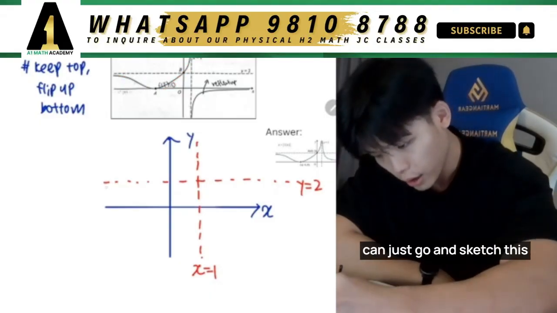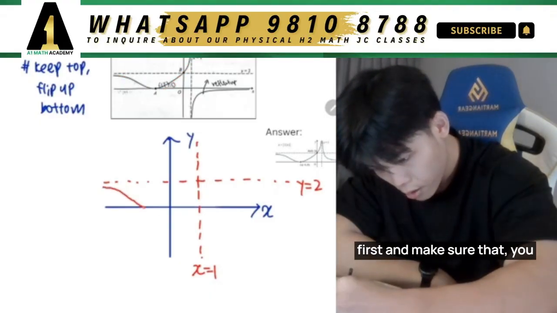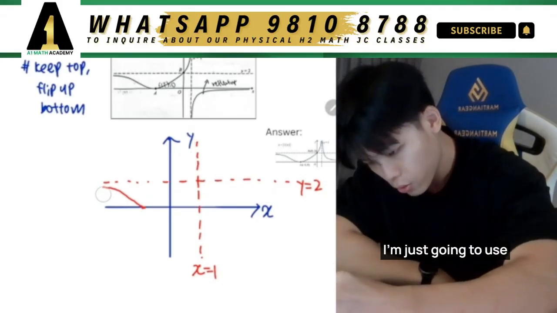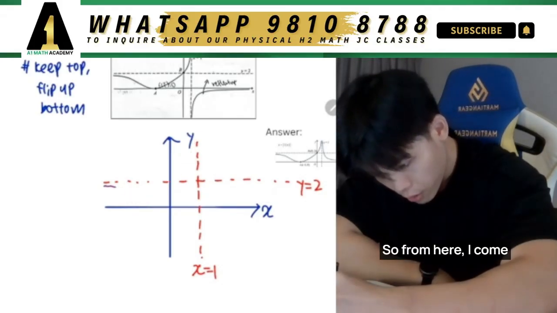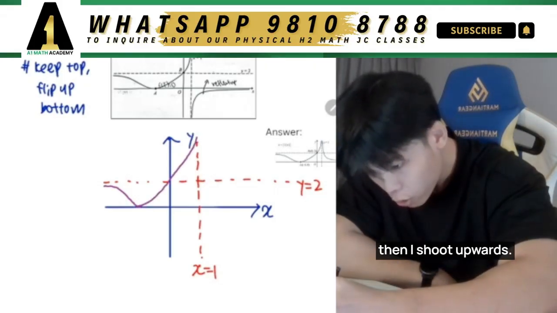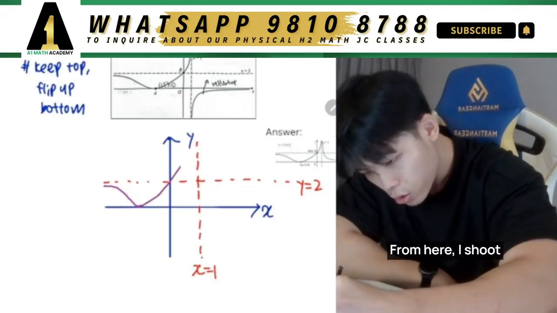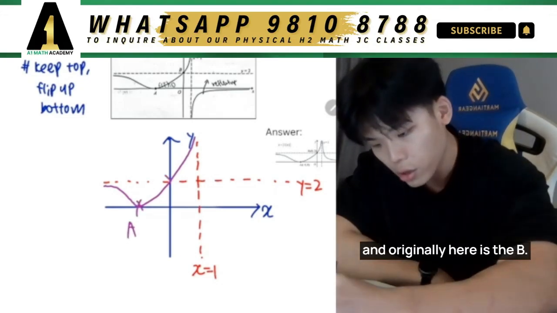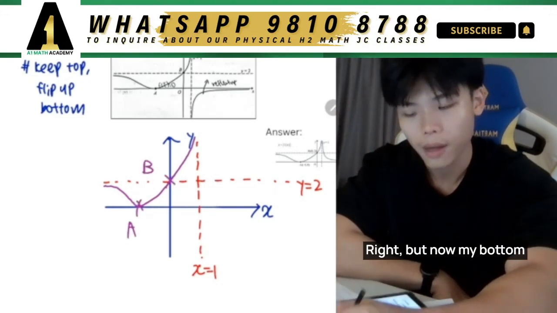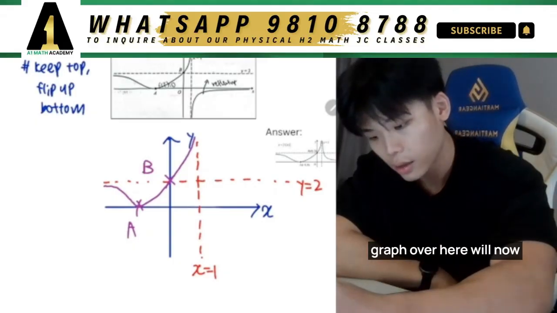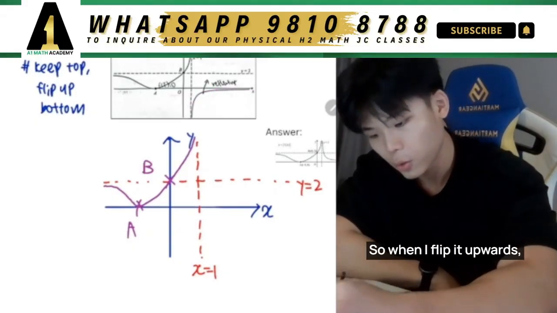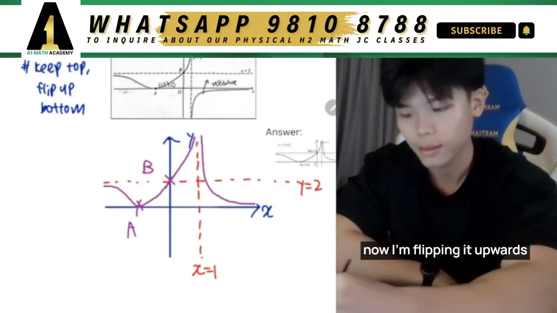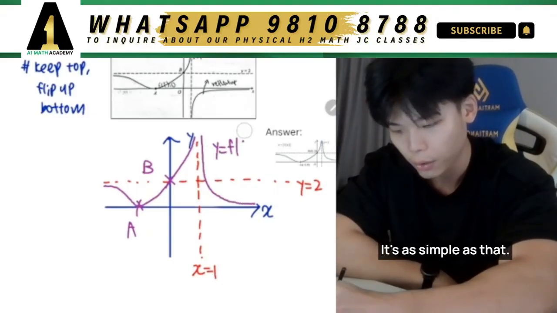So what we can do is that we can just go and sketch this first and make sure that our graph is accurate. Okay, I'm just going to use a different color here. So from here, I come down, then I go up, and then I shoot upwards. Right, from here, I shoot upwards like that. Right, and here originally is the A, and originally here is the B. Right, but now my bottom graph over here will now need to flip upwards. So when I flip it upwards, it will look like this. Right, because now I'm flipping it upwards. And therefore, this is the answer over here, right? It's as simple as that.